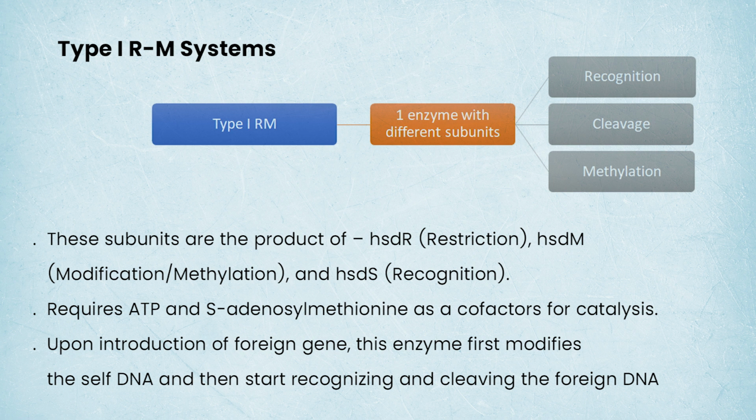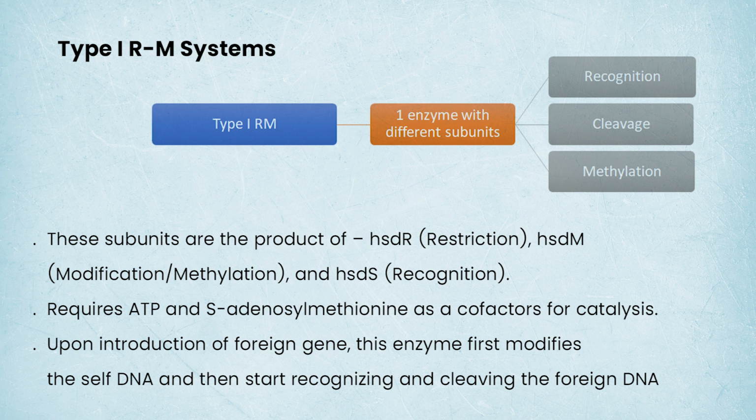So, this is the type 1 RM system. It is a heterooligomeric complex, having 3 important units in 3 different protein complexes: the restriction unit, which cleaves, the recognition site, and the methylase unit. So there are 3 important units in this enzyme: restriction, modification or methylation, and recognition. This is an energy-requiring process; they require ATP to cut the DNA, and they also need S-adenosyl methionine as a cofactor to start the catalysis, because S-adenosyl methionine acts as a methyl donor.